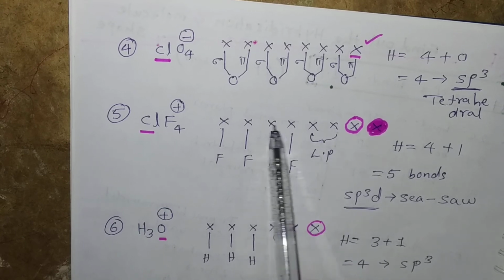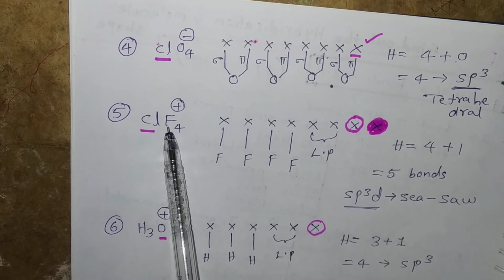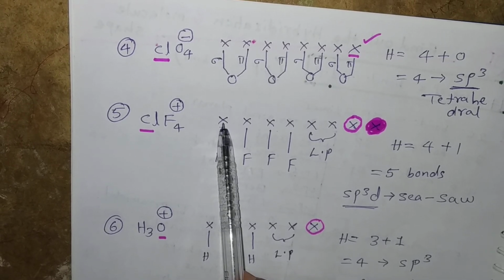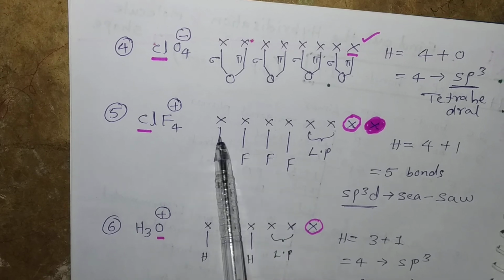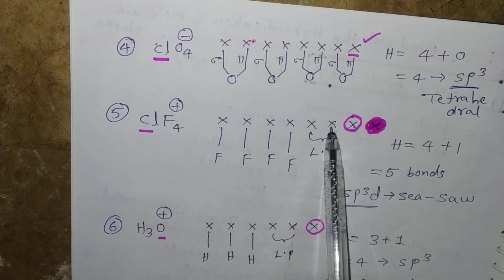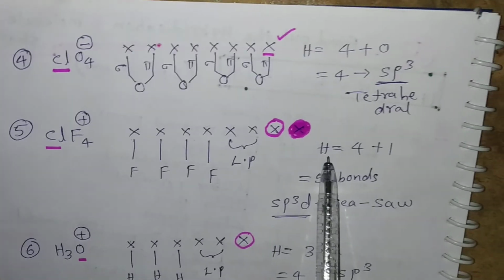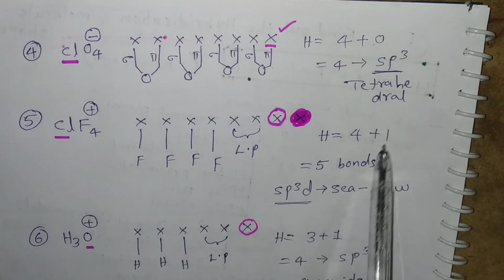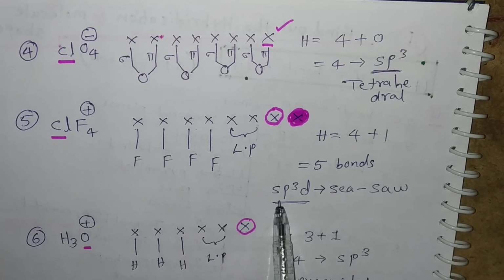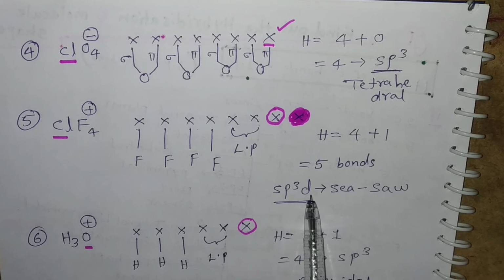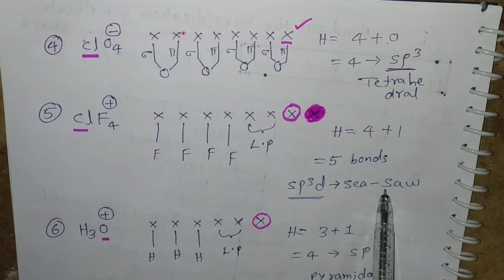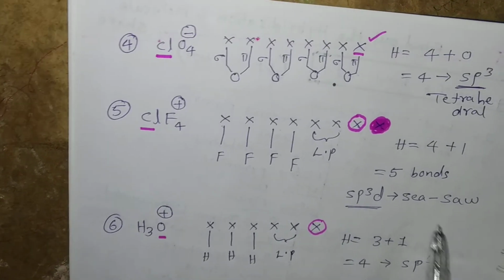The remaining electrons are 6. In 6 electrons, 4 fluorines form sigma bonds with valence electrons. Similarly, how many sigma bonds? 4 sigma bonds. And the remaining electrons are considered as a lone pair. So hybridization H is equal to 4 sigma bonds plus 1 lone pair, total 5. So what is the hybridization? sp3d hybridization. What is the shape of the molecule? Seesaw shape molecule. Next.